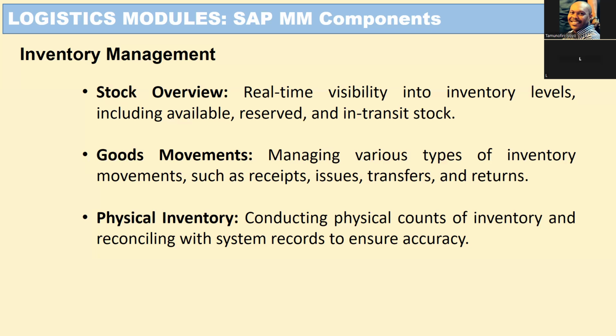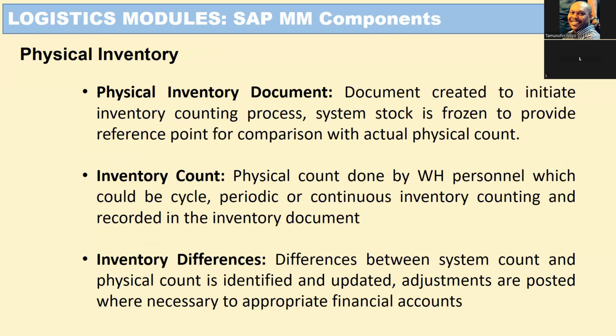Then we talk about the physical inventory, conducting physical counts of inventory and reconciling with system records to ensure accuracy. The physical inventory document created on the system is a document created to initiate the inventory counting process. We'll get to see what it looks like on the system. Most times stock is frozen to provide a reference point for comparison with the actual physical count. We'll see how the screen looks on the system.